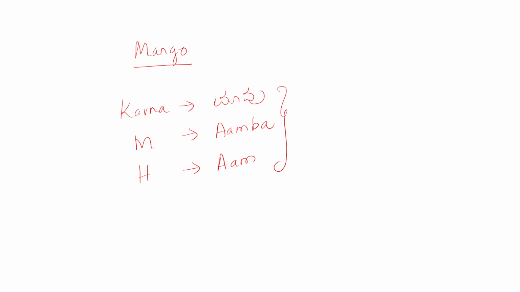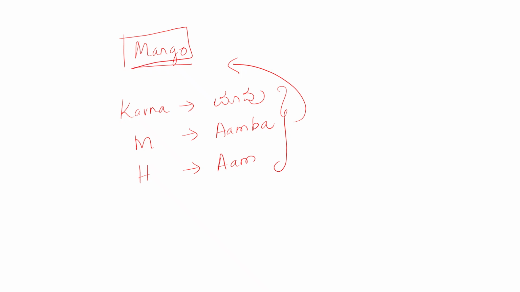In Karnataka, we call it mau. In Marathi, we call it amba. In Hindi, we call it am. So these are the local names in different states. The common name for all is mango. So this can be understood by many countries.